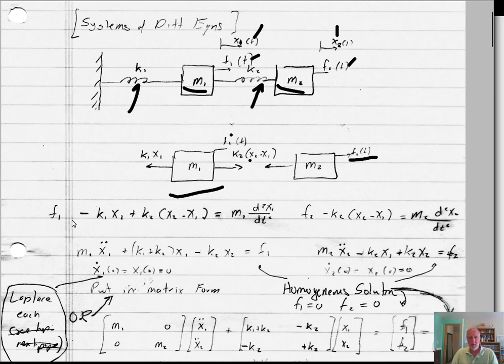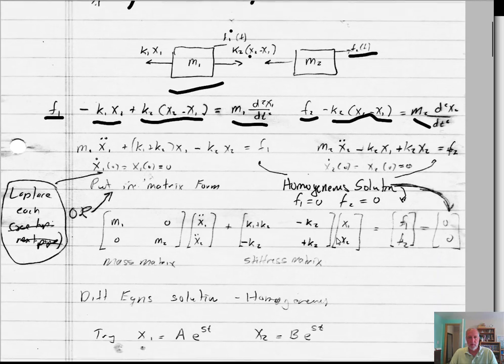So sum of the forces equals mass times acceleration, and we get, for mass 1, F1 minus the spring force backward, spring force forward to the other mass, and that's equal to the mass times the acceleration. Mass 2, same thing, F2 minus the spring force equals mass times acceleration.